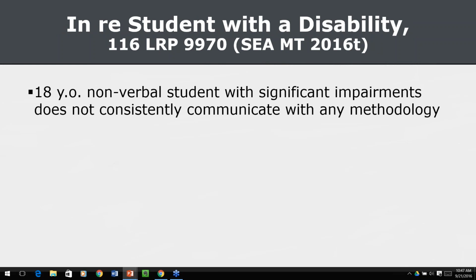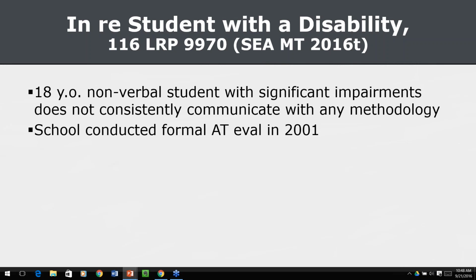This Montana case is kind of a sad case. This is an 18-year-old student who's completely nonverbal. She's got significant impairments, and she doesn't really communicate with any methodology. Her main communication, according to the case, is gestures, body language, and grunts and other vocalizations. So this is a student with some significant impairments.